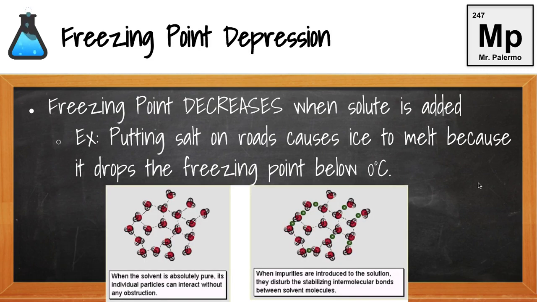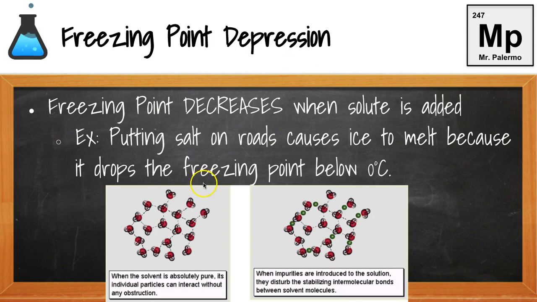The next colligative property we're going to look at is something called freezing point depression. And the word depress means to decrease. So when we add a solute to water, it's actually going to decrease the freezing point. An example we talked about in class in our lab is that putting salt on roads causes the ice to melt. And it does that because it lowers the freezing point. It depresses the freezing point below 0 degrees Celsius. And since it's not 0 degrees Celsius out, it is going to melt.